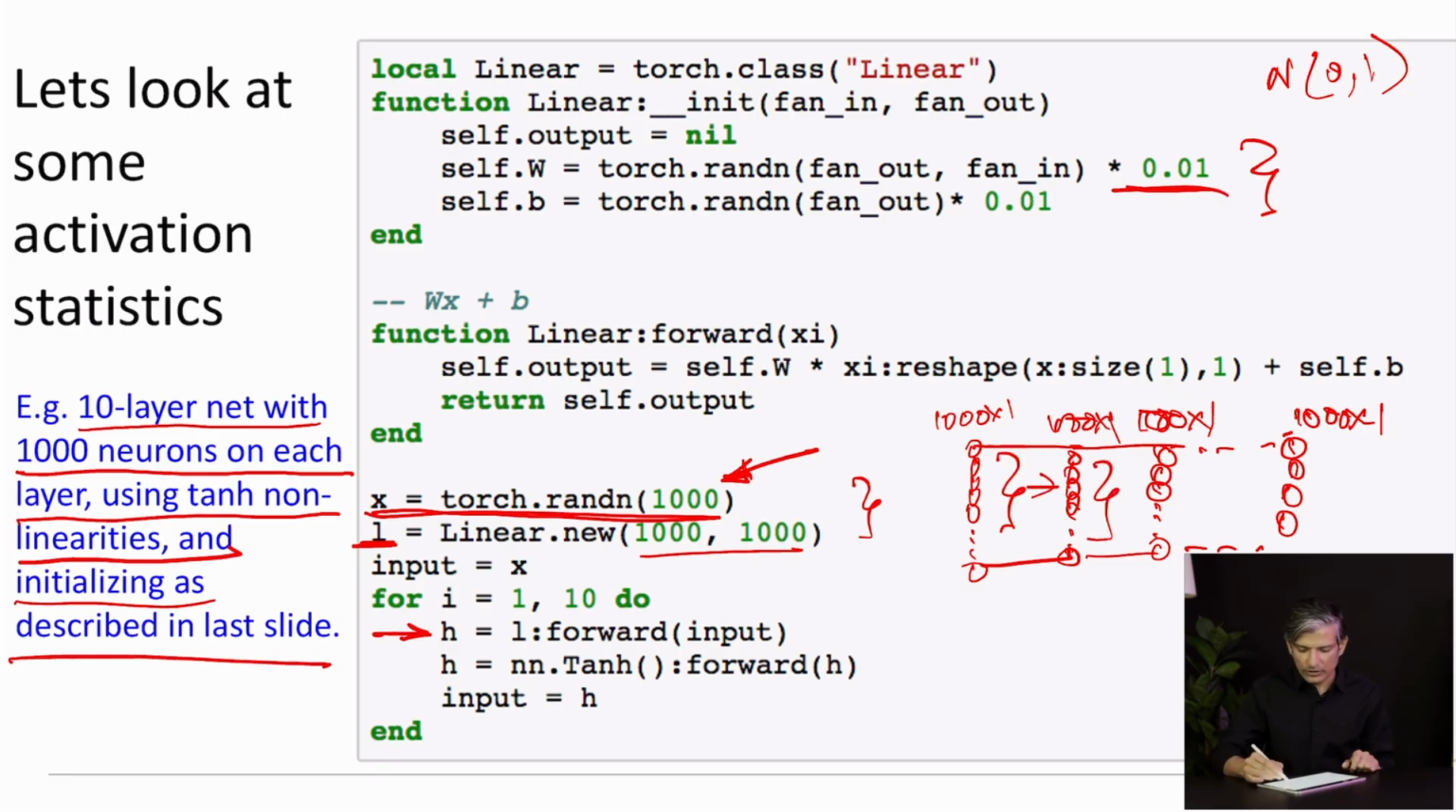We get the output and then we put it as input. Similarly, we get output here and put it into the last layer. And what we now want to do is look at the statistics of the activations of all these layers. So let's see what happens when we actually do this.